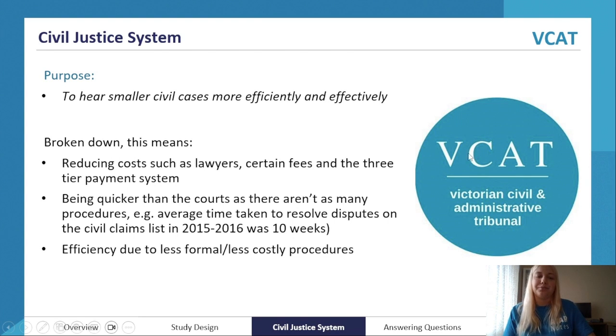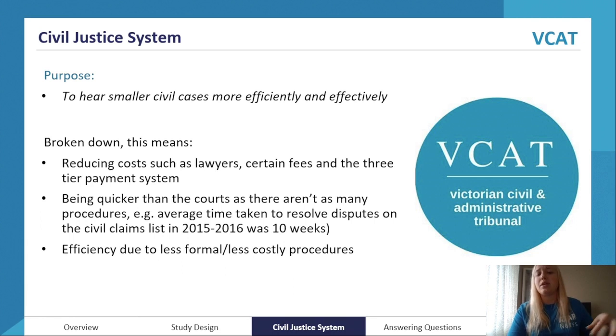Now, looking at VCAT. The purpose of VCAT is to hear smaller civil cases more efficiently and effectively. It has a huge jurisdiction. It almost has a similar capacity to that of the courts, but it cannot hear matters that are for a very, very large amount of damages or where complex issues of law are involved. And we need a judge to decide that. So it does things like reducing costs such as lawyers, certain fees, and uses a free tier payment system. So there's different costs for different types of civil claims to try to make it more affordable.